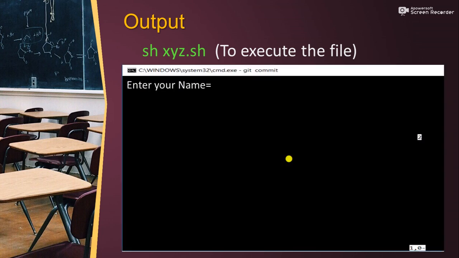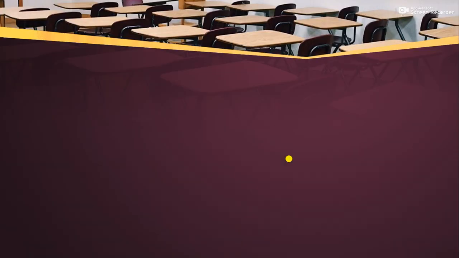Now the output will be, as you can see, enter your name. Over here I will enter my name, and the output will be your name is Mansi. And then again the command screen $ sign will be displayed. So this is how we will write the script in the Vim editor.